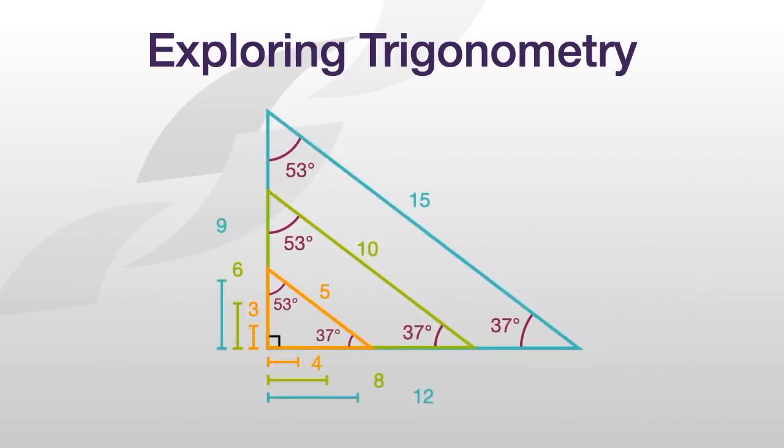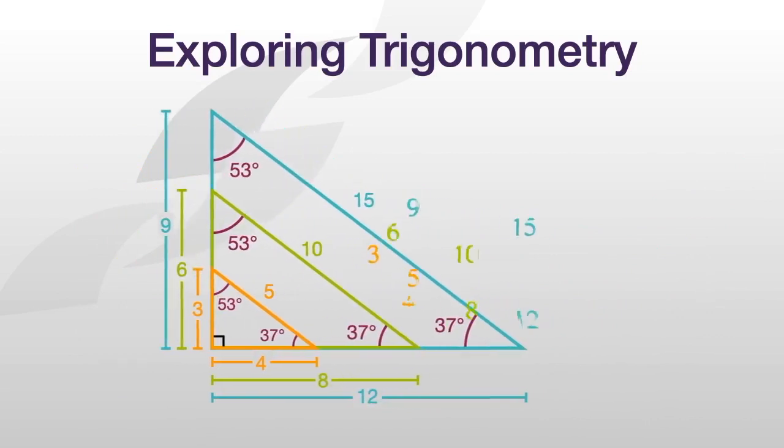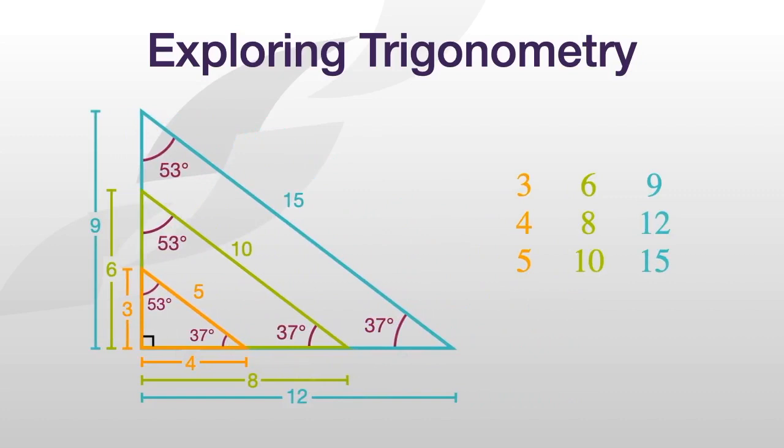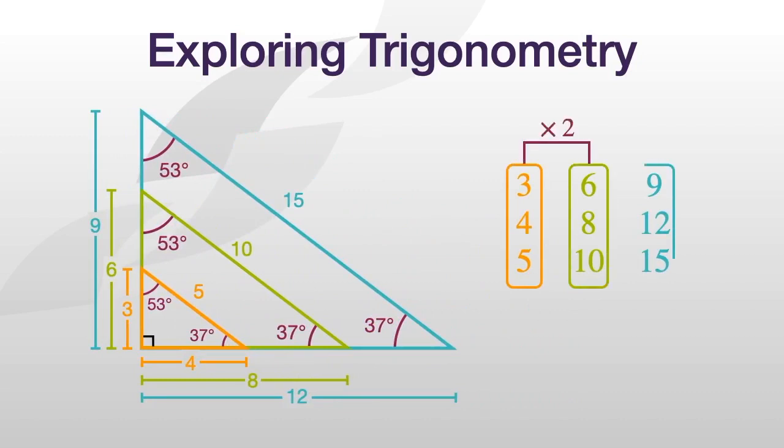To see some relationships, it may help to arrange the triangles like this. We can see that their corresponding angles are equal. And you may have noticed some relationships among the side lengths as well. For example, the green triangle sides are double that of the orange triangle, and the blue triangle has sides that are 3 times that of the orange triangle.